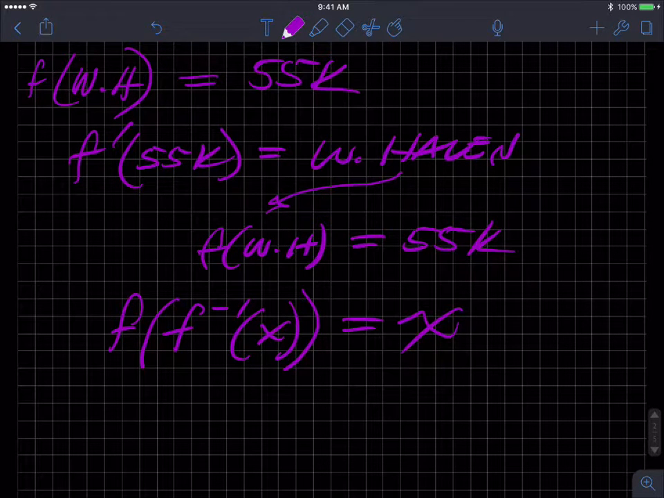I put 2 in, get 7. Put 7 into the other one, get 2. Put 2 back into the first, I'll get 7. 7 back into the other one, I'll get 2. 2, 7, 2, 7.